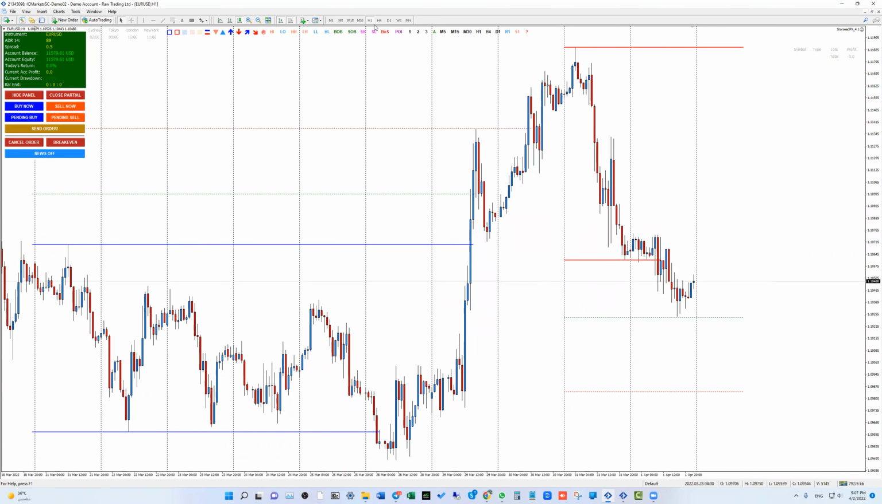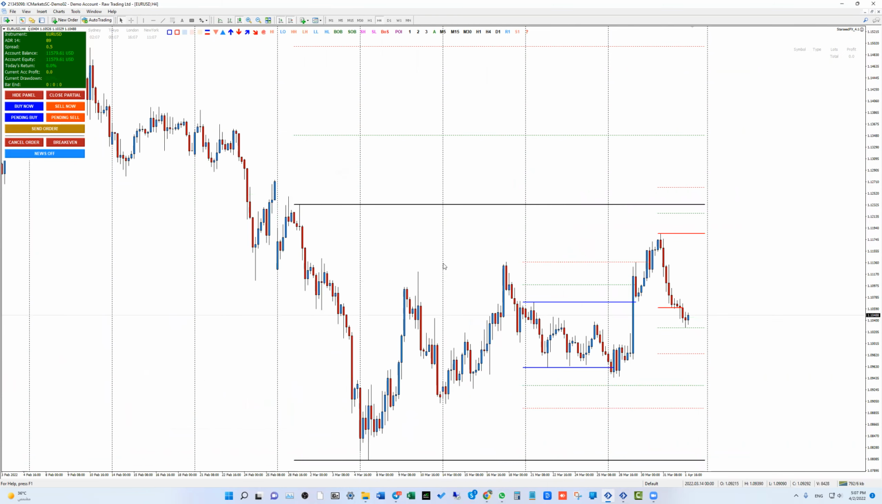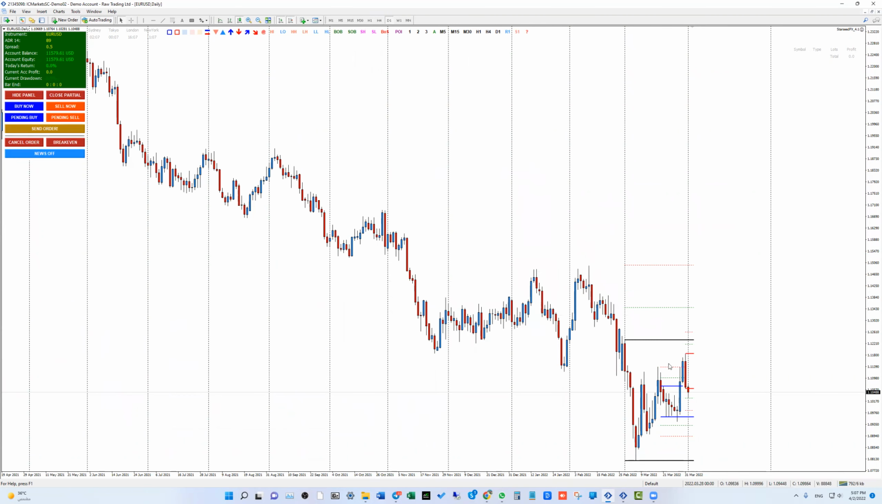So you will see this is on H4, this is 1 week. Each separator is 1 week. On daily, this is monthly. You see here is 1 month. So we still don't know which one is going to break.